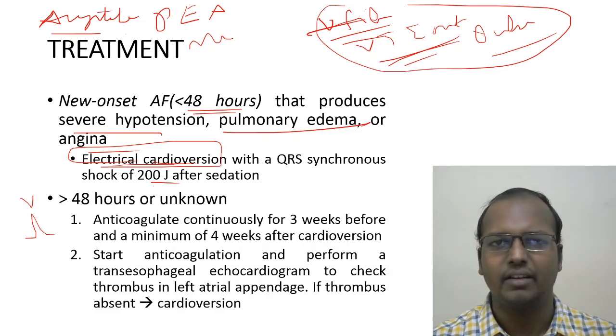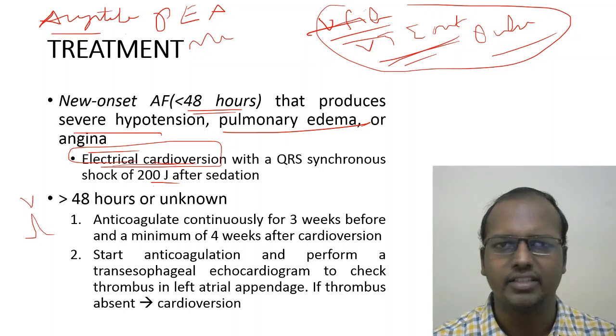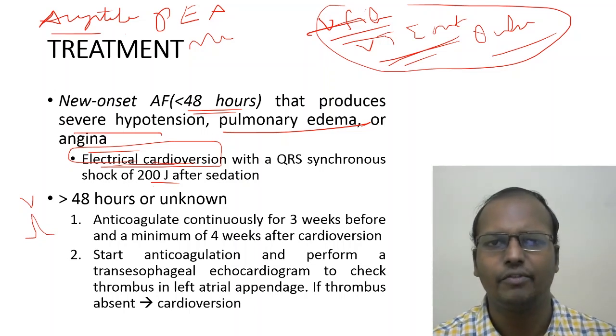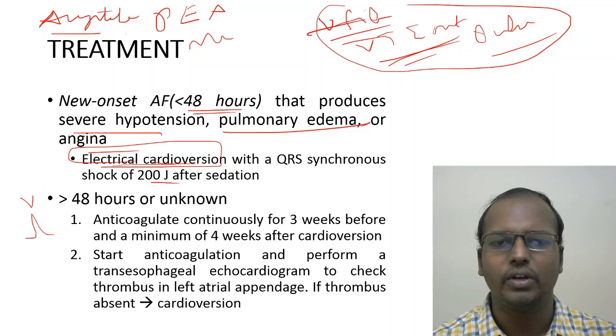And if the patient has had atrial fibrillation for more than 48 hours, or if the patient has come to us and we don't know the duration of onset, or the duration of atrial fibrillation, then you have to give anticoagulation for 3 weeks before and a minimum of 4 weeks after cardioversion. This is one methodology. If you want to perform a quick cardioversion, then you have to give an anticoagulant, then do a TEE, transesophageal echo. This is not available in all the centers.